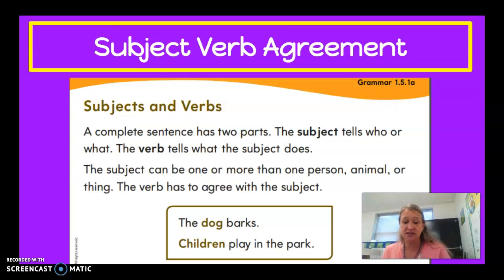So let's look at these two sentences. At the bottom, it says the dog barks. The dog means one, so we have to add an S to the verb. The dog barks. Children means one or more than one. More than one, so we don't add an S to the verb play. Children play in the park.